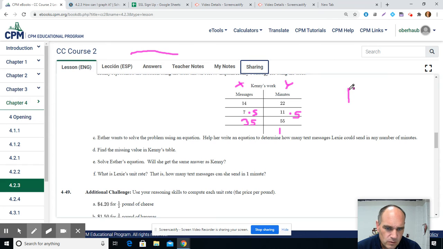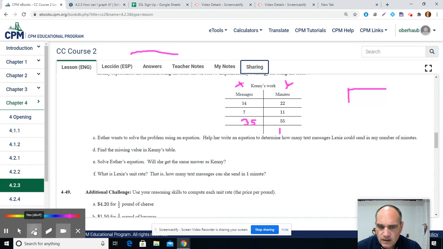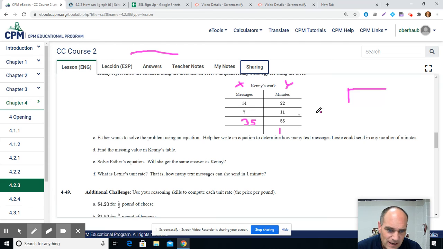All right, so here's what we got going on. I want to get to 1 minute, so I'm going to divide this by 11, so I have to divide that by 11. So I'm going to take my 7 and divide it by 11. 11 doesn't go into 7, so decimal and 0. 11 goes into 70 6 times.